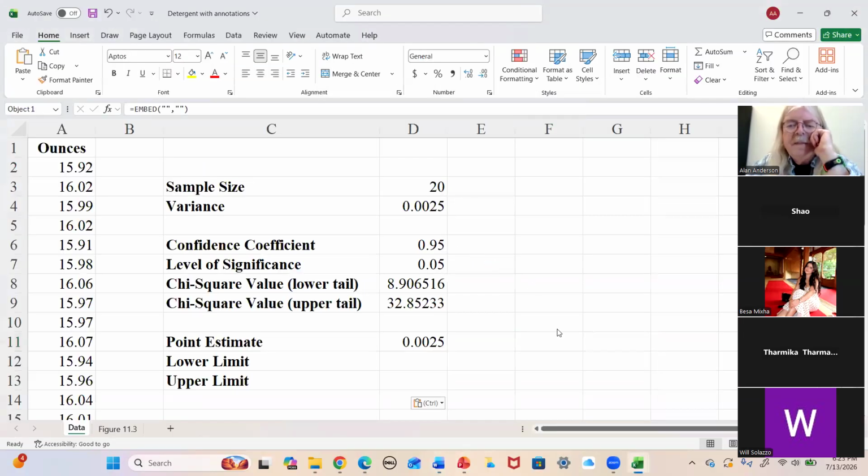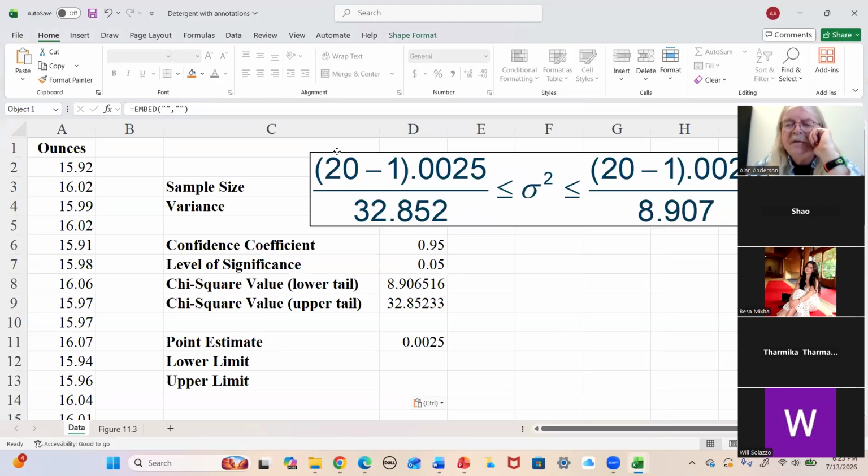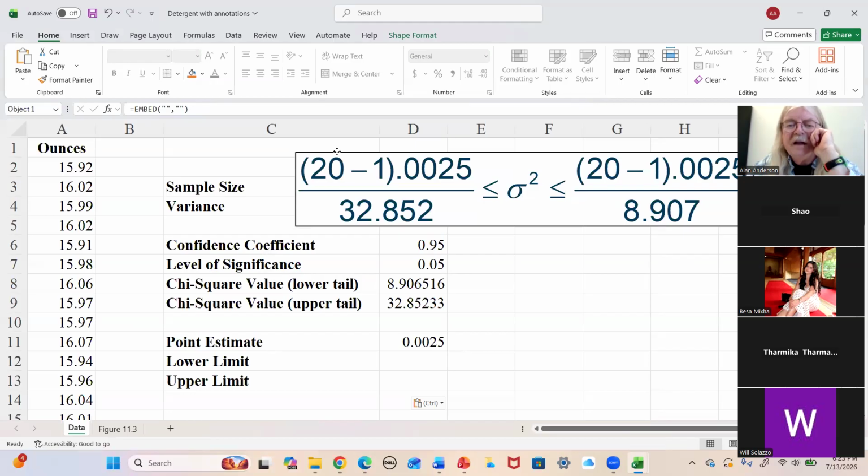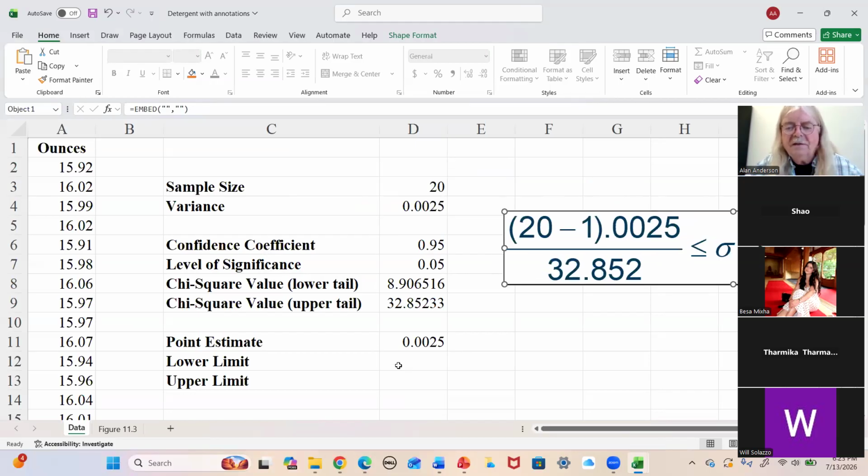There it is. Okay. So in other words, you can see on the left, we have the degrees of freedom times the sample variance, all divided by the critical value. So the lower limit is degrees of freedom. Don't have that listed separately. So we're going to have to do this: D4 minus 1 times the sample variance, which is, well, we can use this.